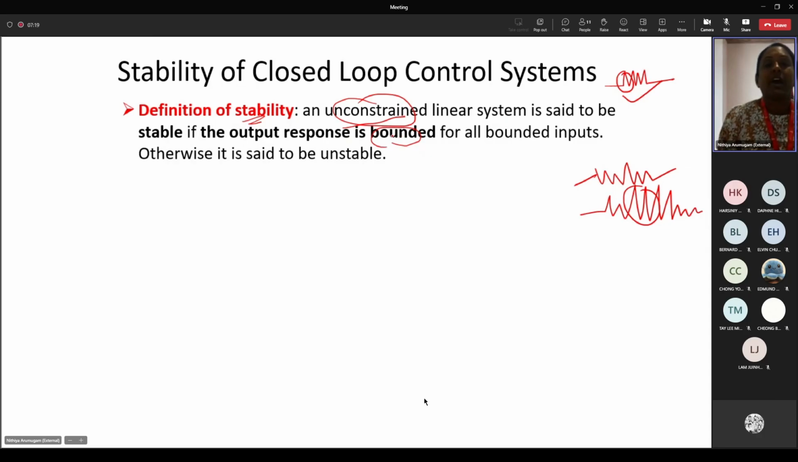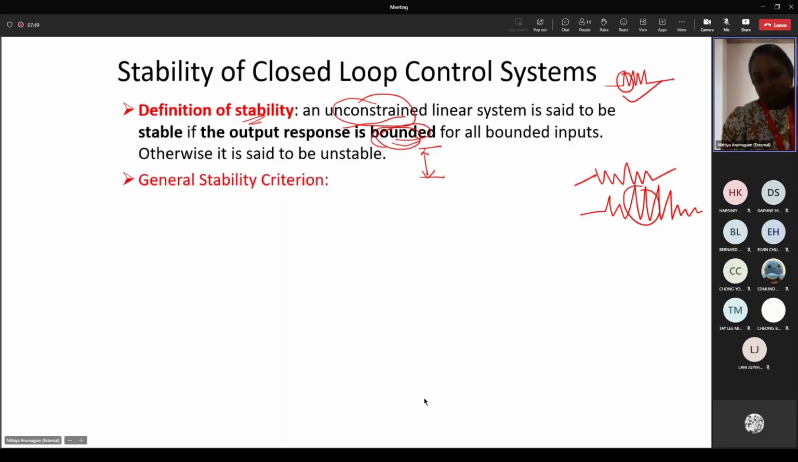Now, if they mention the output response is bounded, what is the meaning of bounded here? We mean an input variable that stays within the upper and lower limits for all values over time. So when it is bounded, there is an upper and lower limit, and it lies within this boundary. All right, so this is the definition of stability.